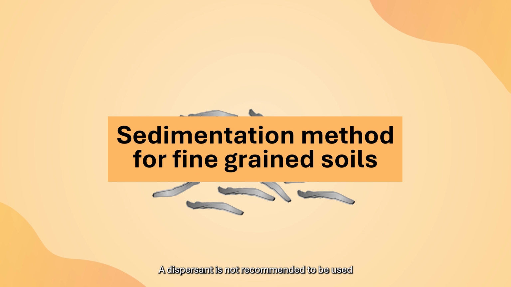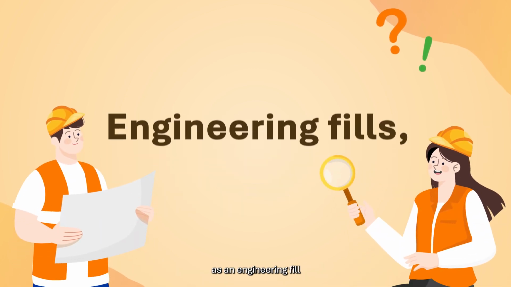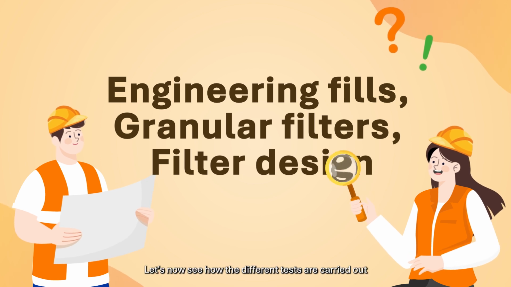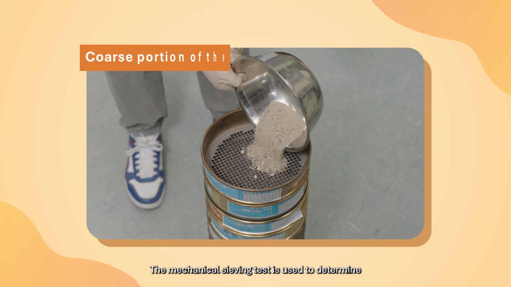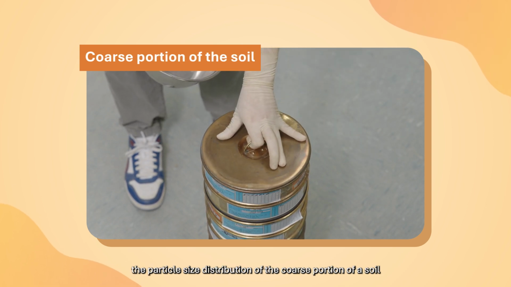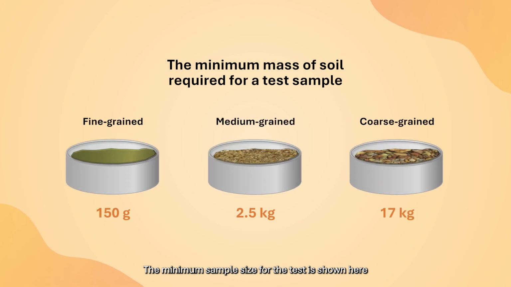A dispersant is not recommended to be used when the soil is used as an engineering fill, a granular filter, and in filter design. Let's now see how the different tests are carried out. The mechanical sieving test is used to determine the particle size distribution of the coarse portion of a soil. The minimum sample size for the test is shown here.